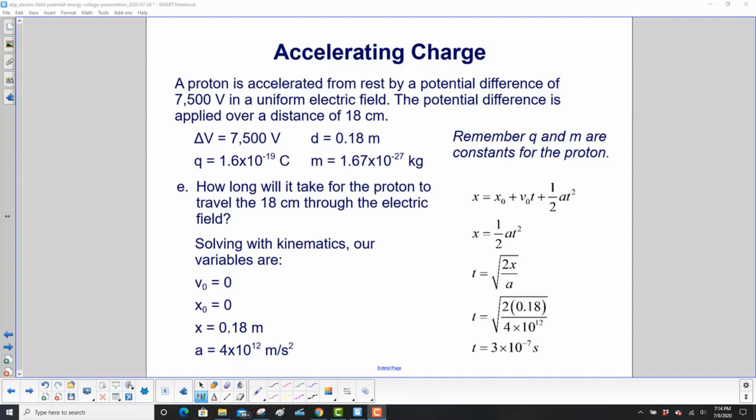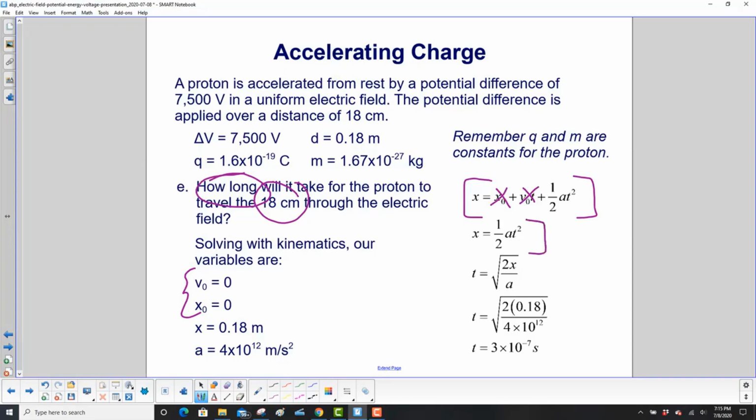How long will it take for the proton to travel the 18 centimeters through the electric field? Well, now we're doing kinematics, and it asks for how long. So we know we have to use either the first or second. And since we have a distance, we're going to use the second kinematics equation. We have two initial variables that are 0, which is nice because that allows us to get rid of these two. And x is just going to be 1/2 at squared, but we want to solve for time.